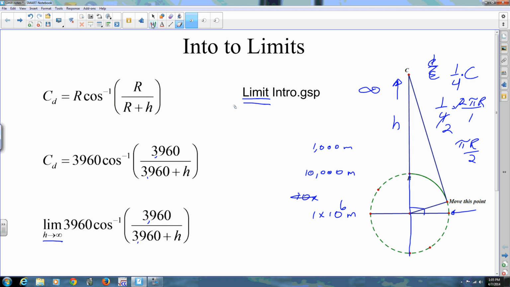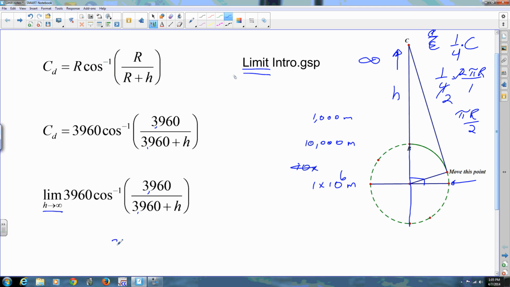Okay, where's the pen back again? If I fill in infinity, I've got 3,960 times inverse cosine of 3,960 over 3,960 plus infinity. Wouldn't 3,960 plus infinity really just be infinity? I'm just trying to talk to you guys through this. You got this over something really big. 3,960 plus infinity is something really big. What is this fraction worth?